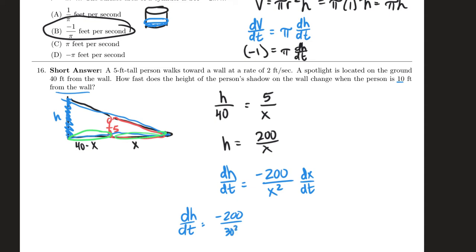The person is walking towards the wall, so he's walking this way, which means my x value is getting bigger, right? Because as he walks to the left, that x value is going to get bigger, so my value is positive 2. It's going to be negative 400 over 900, which is negative 4 over 9, and our rate is feet per second. All right, so it's the same answer we got doing it the other way when we had these two things switched. But just showing two ways.